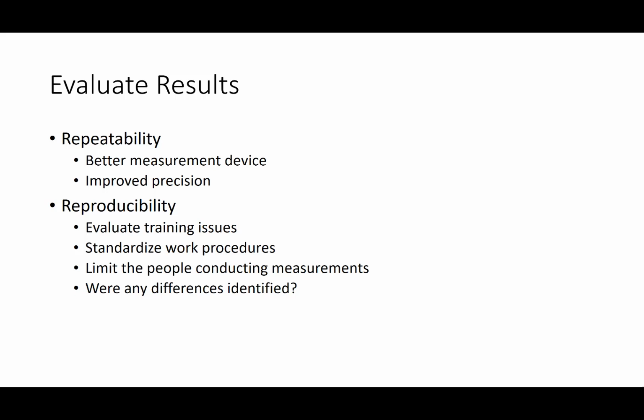If that's ineffective, another key option there is to limit the number of people conducting measurements. Obviously, if you only have one person conducting measurements, you're not going to have person-to-person error. There are certain challenges associated with doing this in terms of maintaining it in production, but this is a very effective way to eliminate reproducibility error. And then also just look at any specific differences and see if there were any observations during the study that might have contributed to this error.